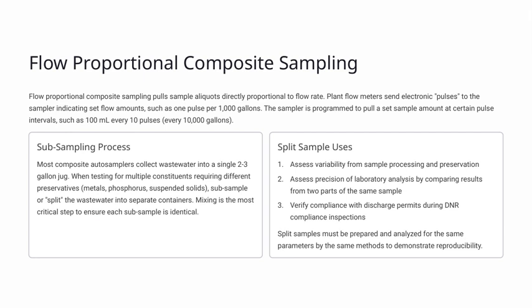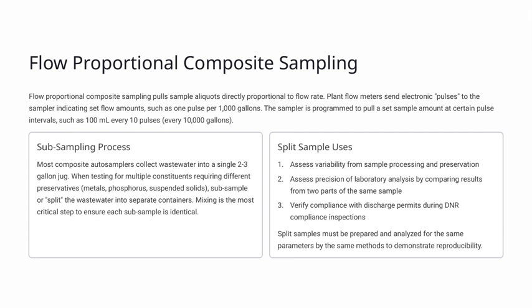Now, when we're testing for multiple constituents, say metals, phosphorus, or suspended solids, each may require different preservatives. That's where subsampling, or splitting, comes into play. Most auto samplers gather wastewater into a single 2 to 3 gallon jug, but for different tests, we need to split this into separate containers. The key here is thorough mixing before splitting to make sure each subsample is identical, which is crucial for reliable results.